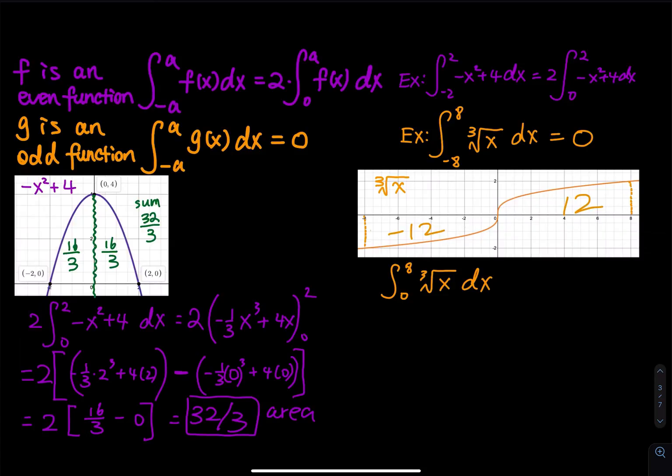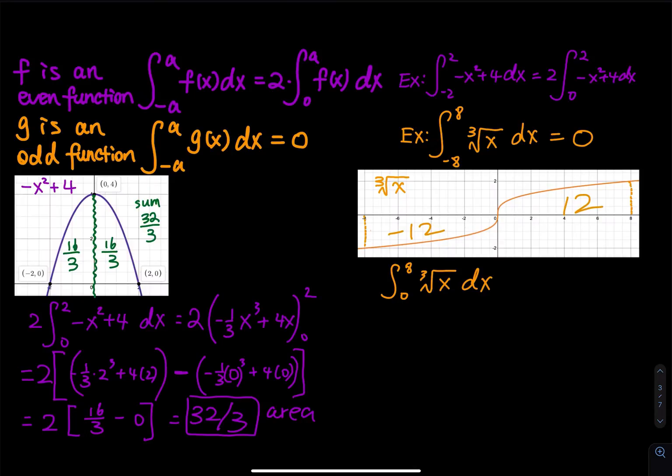And then the next property is the odd function. For the odd function, I have the integral from negative a to a of g of x dx, and g is an odd function, that is equal to 0. Why is that equal to 0? I would like to use this very good example, the cube root of x from negative a to a.